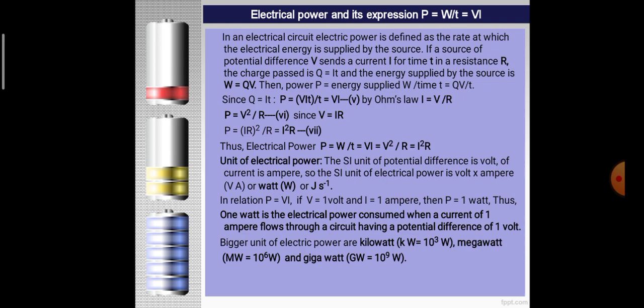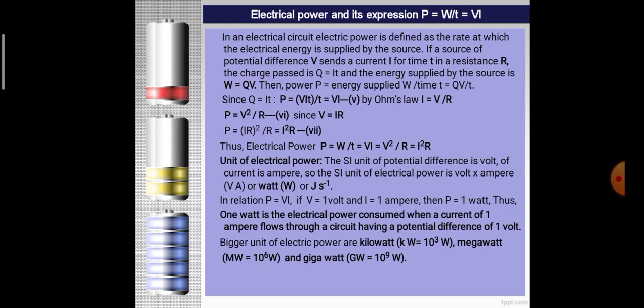In an electrical circuit, electric power is defined as the rate at which the electrical energy is supplied by the source. If a source of potential difference V sends a current I for a time period T in a resistance R, the charge passed is Q = I × T, and the energy supplied by the source is W = QV. Then power is energy supplied W divided by time T, which is equal to QV/T.